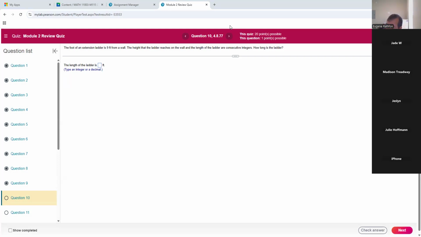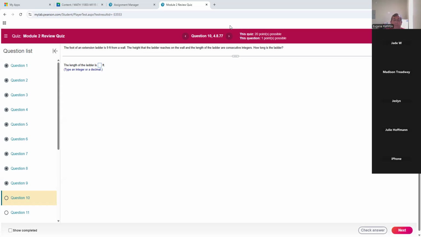Okay, let's see what it says. Okay, so your ladder, the foot of the ladder is 9 feet from the wall. And then this is the one where the height the ladder reaches on the wall and the length of the ladder are consecutive integers.